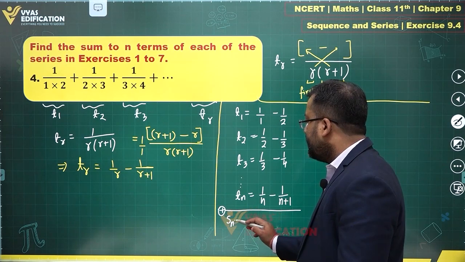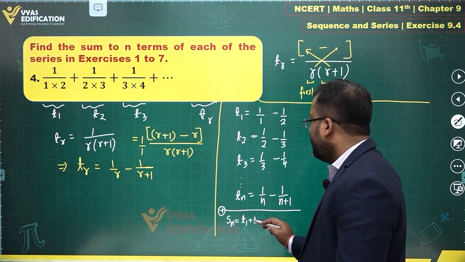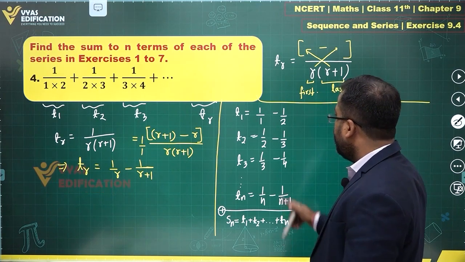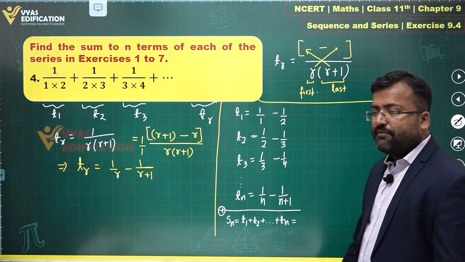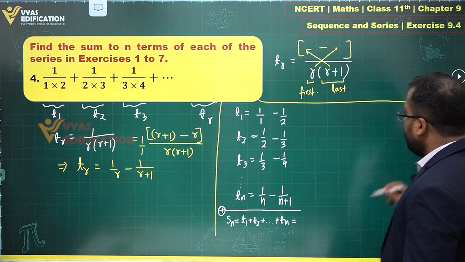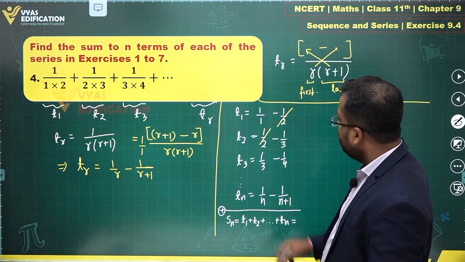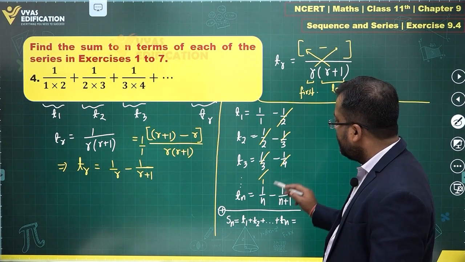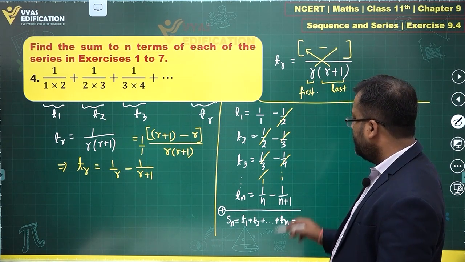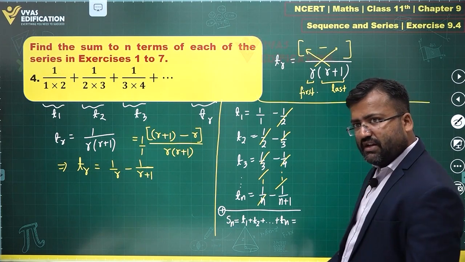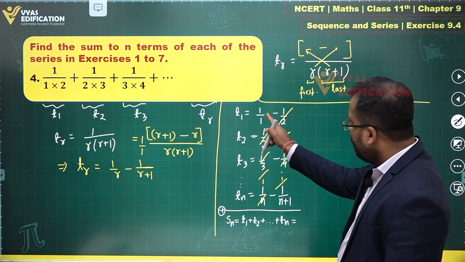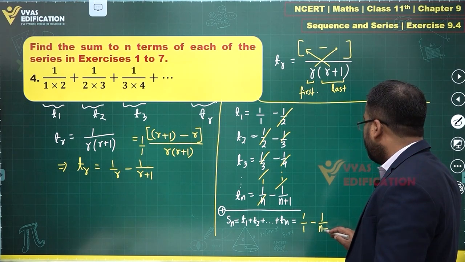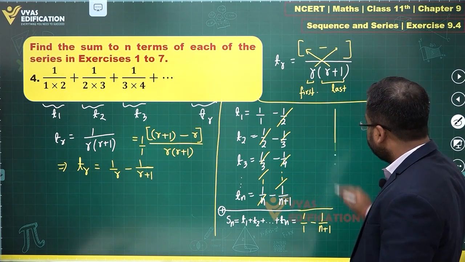Sn, which is T1 plus T2 plus dot dot dot plus Tn, will be equal to the sum of all these terms. When I take a look at these terms, what do I see? This 1 by 2 gets cancelled with this. 1 by 3 gets cancelled with this. 1 by 4 similarly will get cancelled with something over here. And this 1 by n will get cancelled with something over here. Yes. So this is equal to this term 1 by 1 minus this 1 upon n plus 1. This is what you get.